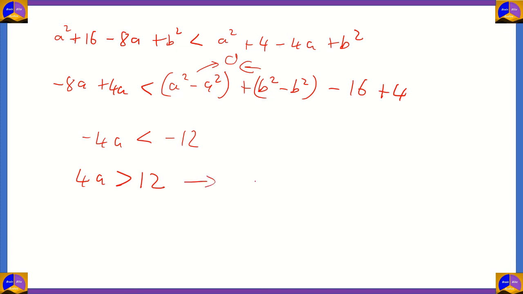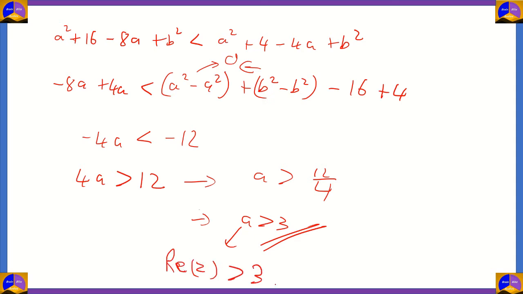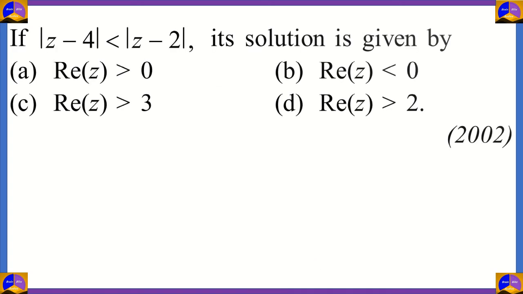So 4a is greater than 12, so a is greater than 12 by 4, which means that a is greater than 3. And over here, a goes for the real component of z. So the real component of z is greater than 3. So if you were to look at the answer to this question asked in 2002, the correct option would be option C. Real of z is greater than 3. And we use that by taking the complex number z in its standard form, that is real of z plus imaginary of z, and then removing the imaginary part and finding out just the real part with that inequality. So option C is the correct option.